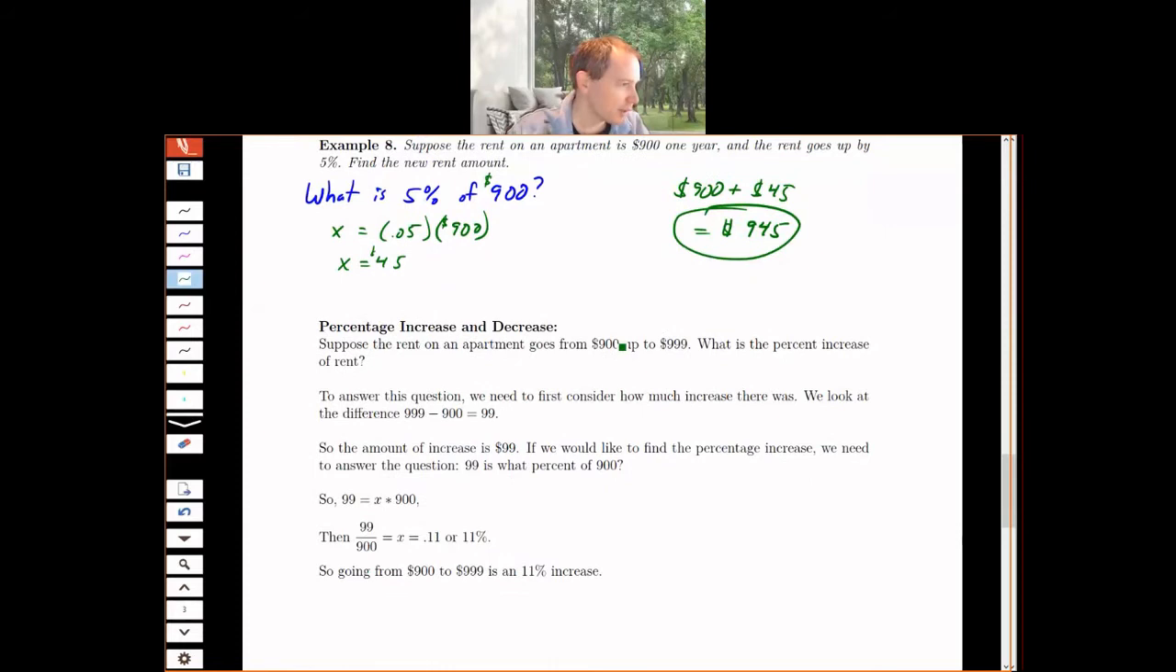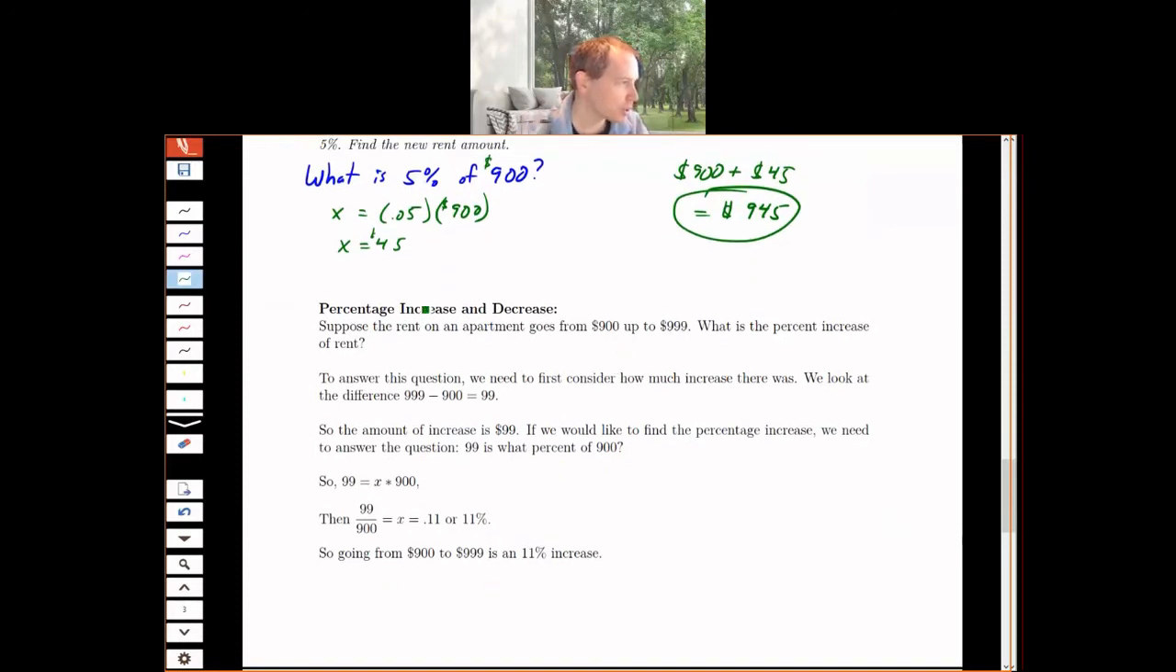Okay. So, I've already sort of structured how to do this, so we'll just go through it really quickly. Okay. The steps when we want to find a percent increase is to first find what is the actual increase. Okay. So we want to consider how much of the increase there was, right? And that's going to be the difference. So going from 900 to 999, if I subtract, I get a $99 increase. Okay. So this is the amount of increase.